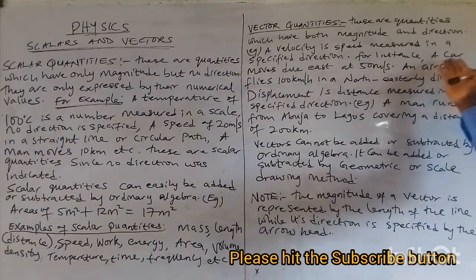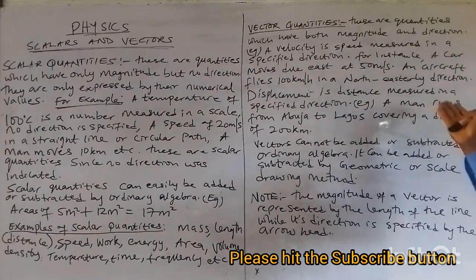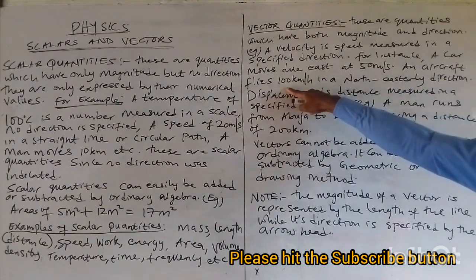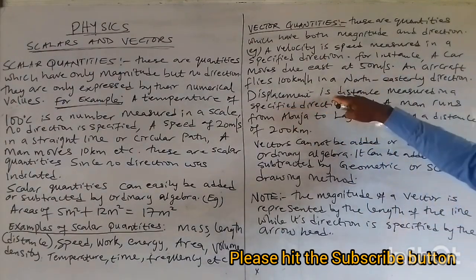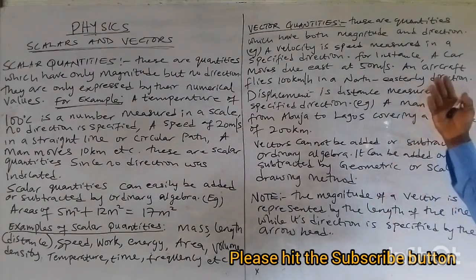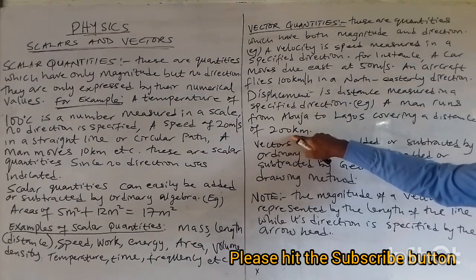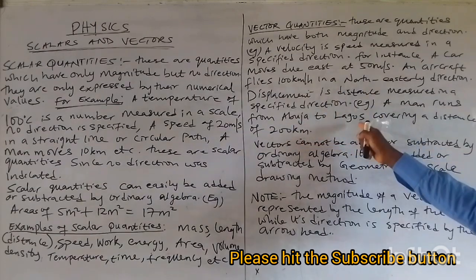Now, if we say that an aircraft flies 100 kilometers per hour in a northeasterly direction, the direction now is northeasterly, while the magnitude is 100 kilometers per hour. Now, on the aspect of displacement, we can always say that displacement is distance measured in a specified direction. For example, a man runs from Abuja to Lagos covering a distance of 200 kilometers. Now, the magnitude there is the 200, while the direction is from Abuja to Lagos.